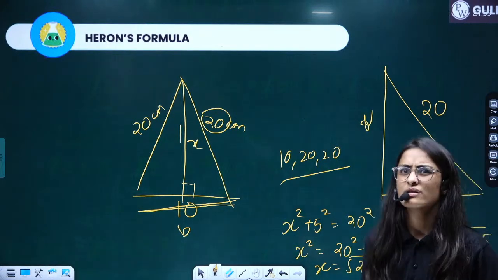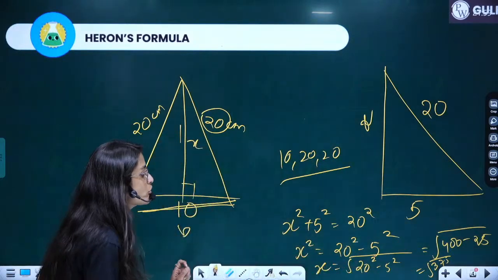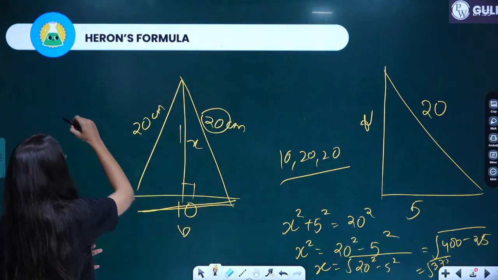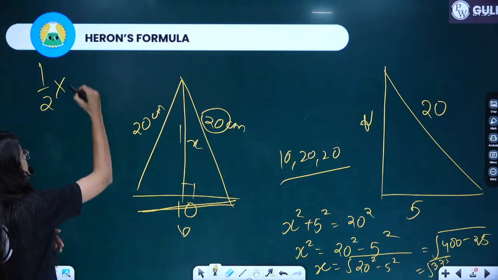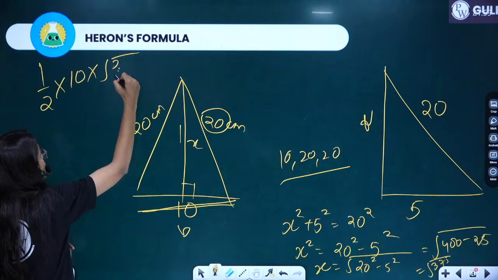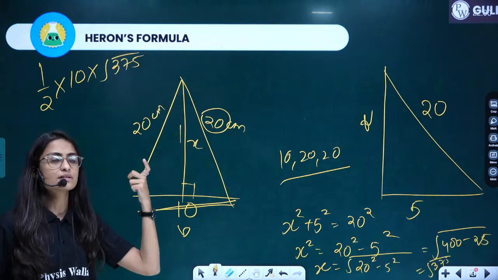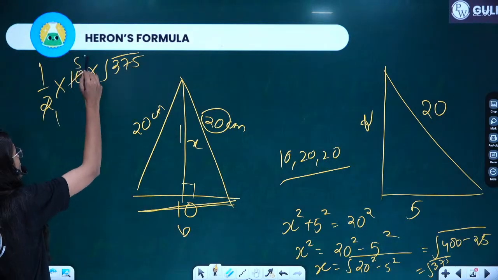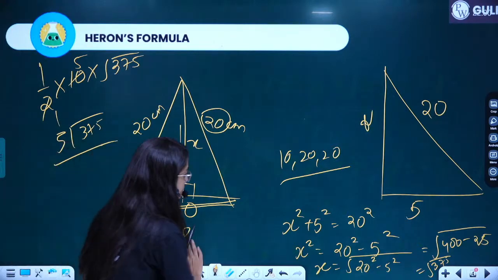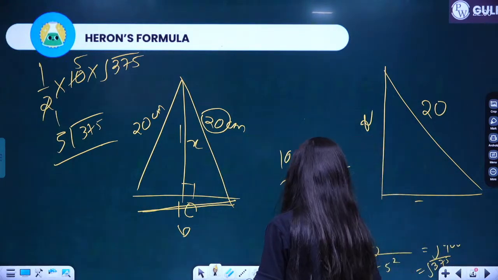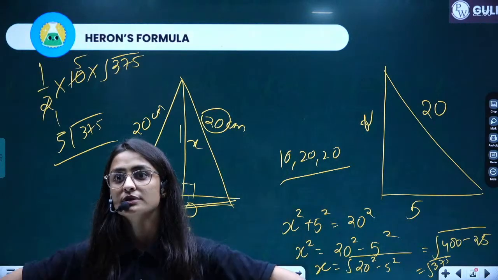We can simplify that by prime factorization. But still, can we consider this x as under root of 375? Now, half into base is 10 multiplied by root 75. Later on, ones are 2, fives are here. I hope you all understand.